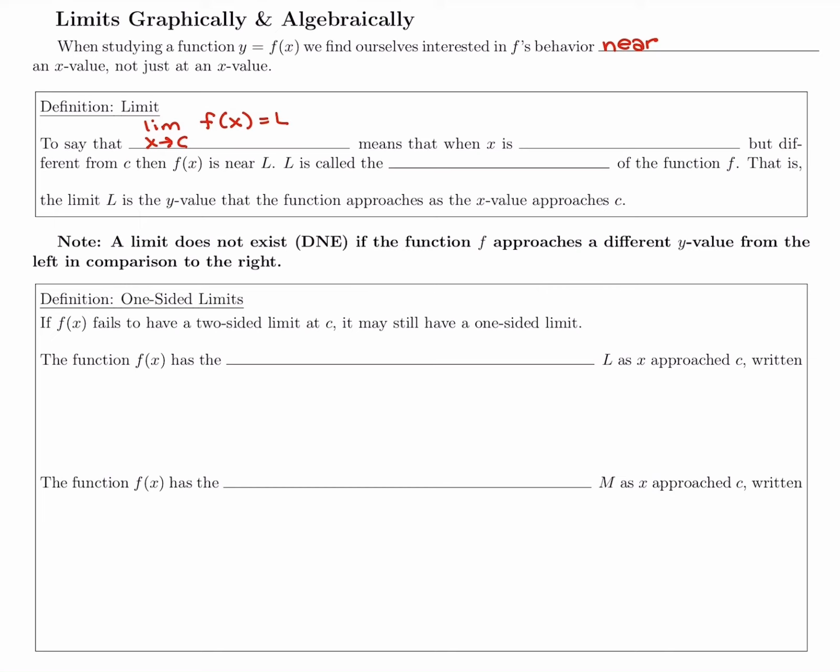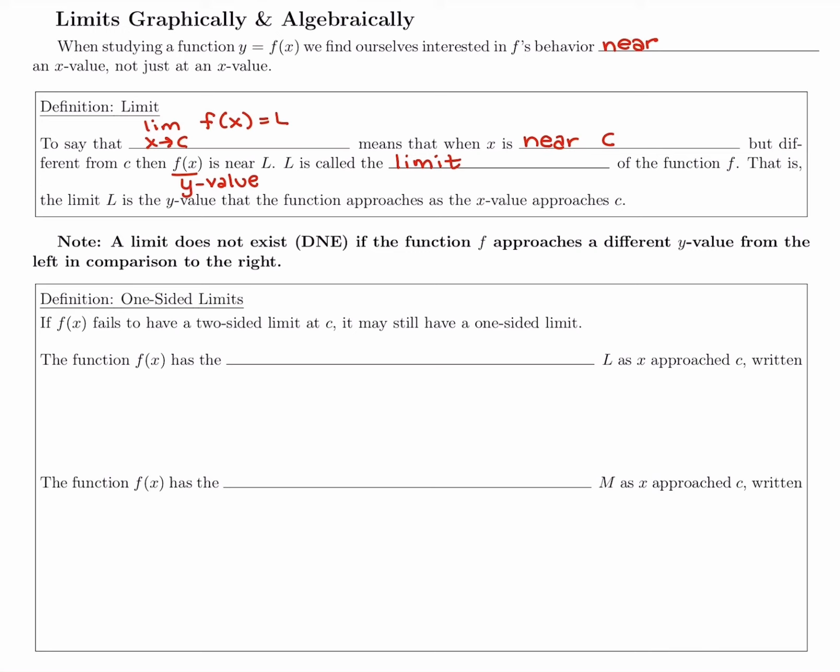So that means when x is near c, but different from c, then f of x, which remember is the y value, is near L. That capital L is called the limit of the function f. So instead of plugging in an x and getting out a y, we're plugging in a number near x.